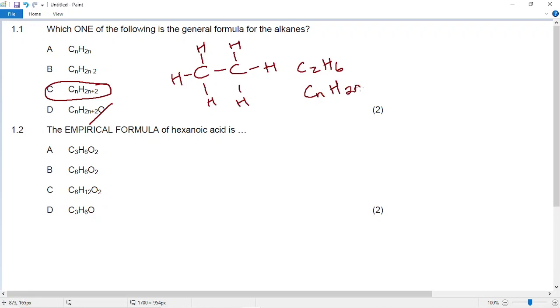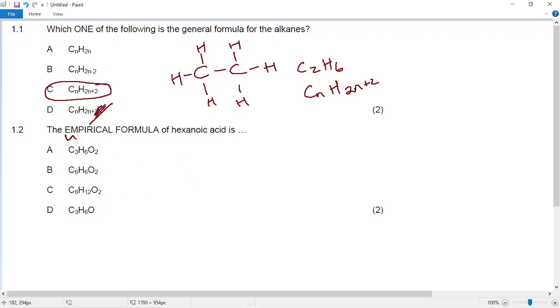It would be 2n is going to give me 4, and then we have to add 2 to get to 6. So to me, if you can't remember your general formulas, which you should, just draw an alkane and then count your hydrogens, and by a process of elimination, see which one of the formulas they fit. Obviously, you know that we're not going to have the oxygen, so you've got rid of that answer already.